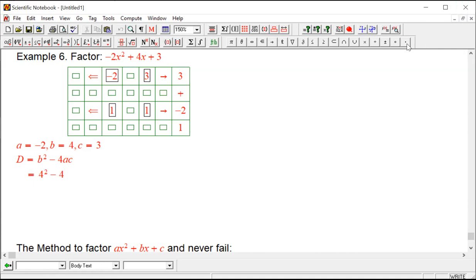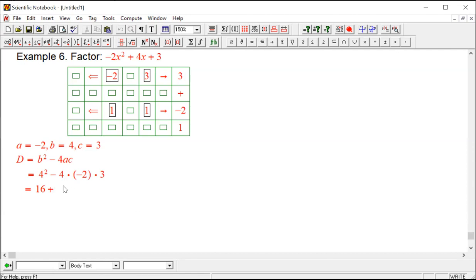Minus 4 times A is -2. C is 3. What do we get here? We get 16 plus, what? -4 times -2, that's a +8. 8 times 3 is 24. And what do we get in the end? We get a 40. 40 is not a perfect square.